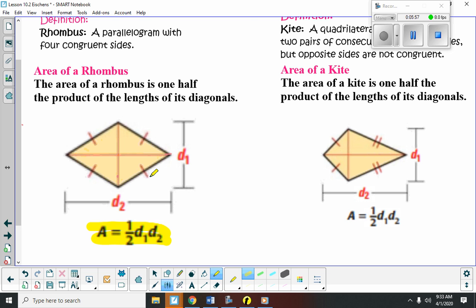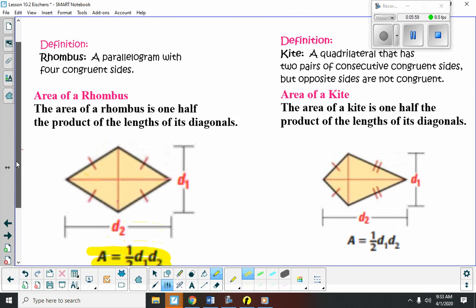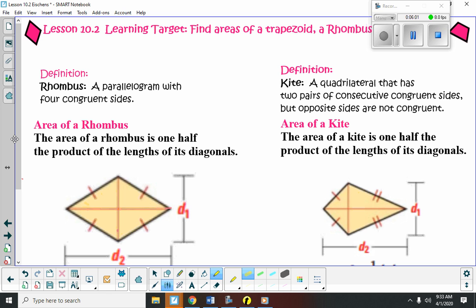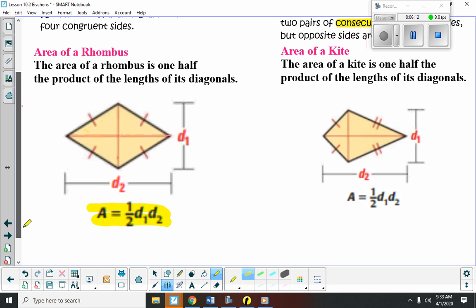Next, we're going to look at a kite. A kite, remember, is a quadrilateral that has 2 pairs of consecutive congruent sides, but opposite sides are not congruent. So the area of a kite, so write that down, is 1/2 diagonal 1 times diagonal 2. So these formulas are the same. So when it's a rhombus or a kite, the formula is 1/2 diagonal 1 times diagonal 2.